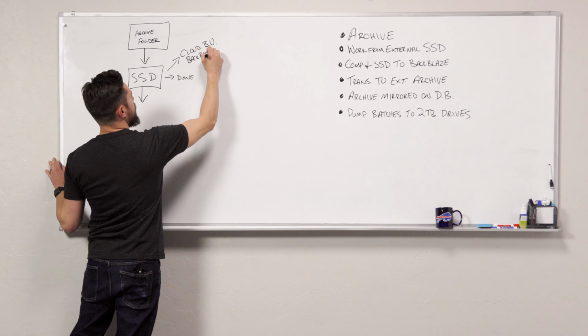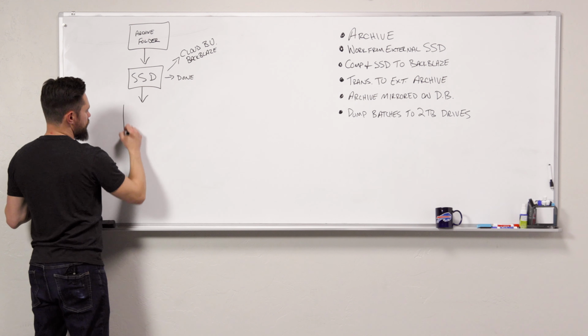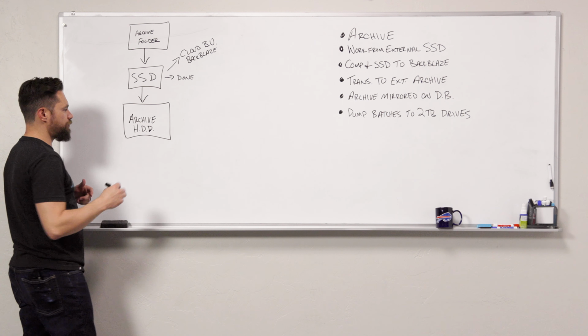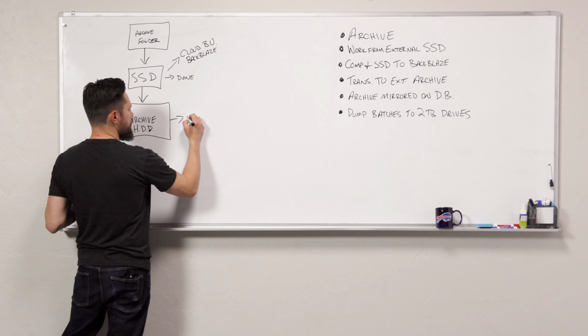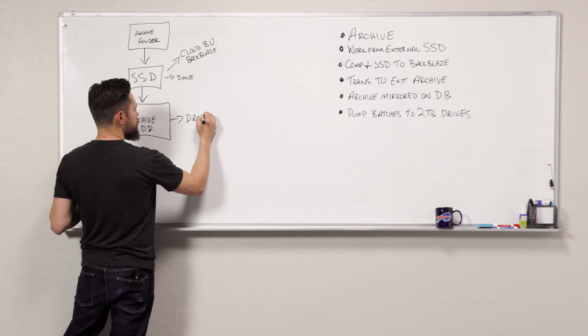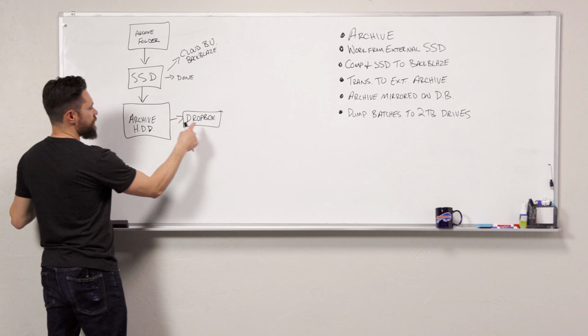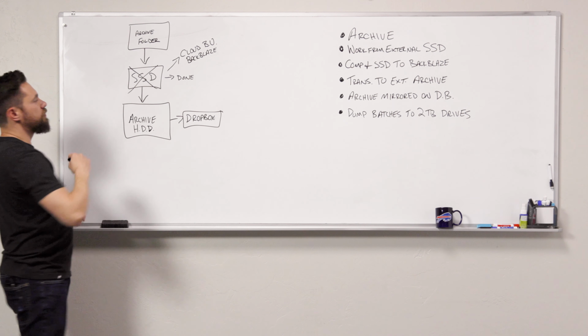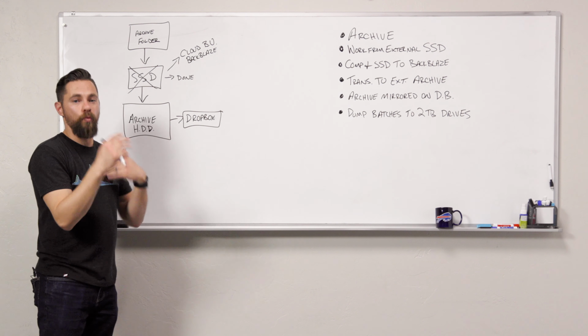Once I'm done with that, then I transfer it to that bigger archive drive. My archive hard drive, which again, remember that is where my Dropbox folder lives. Now we have it on the hard drive and it's mirrored to Dropbox. So then I'll go ahead and delete it from that solid state drive because that's kind of a working drive.